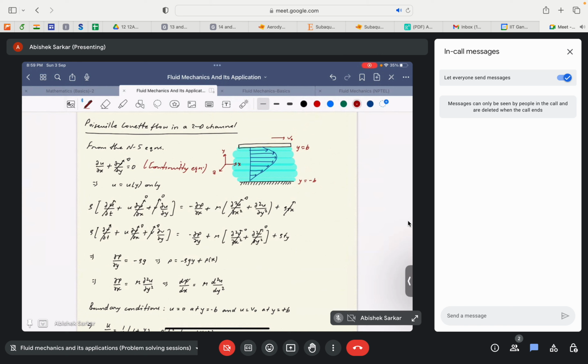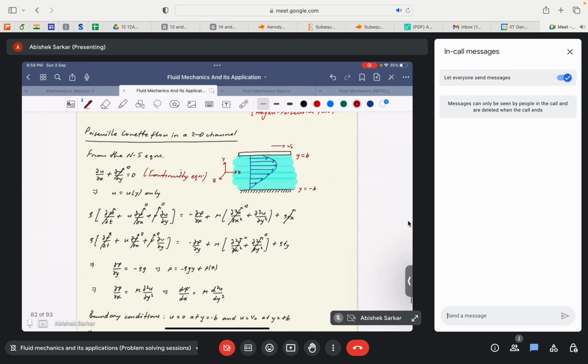V is essentially 0 because there is only one velocity component that is being generated because of the movement of the upper plate, so the v component of velocity is equal to 0. So here, u is only a function of y. Dou u by dou x equal to 0 essentially means that u is a function of y only.